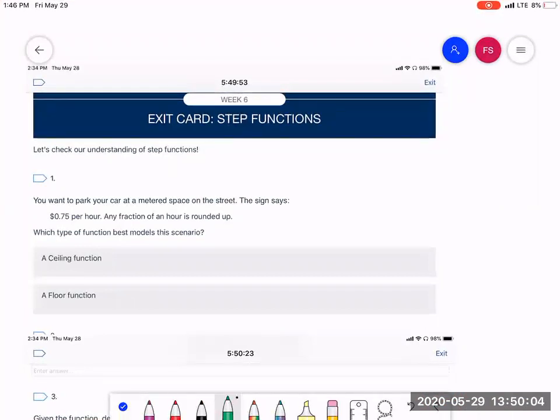Okay, so here on number 1, it gives us the scenario that you want to park your car at a metered space on the street. And the sign says 75 cents per hour. Any fraction of an hour is rounded up. So here the key part is the rounded up. So what type of function best models the scenario? They give us two options, a ceiling function and a floor function.